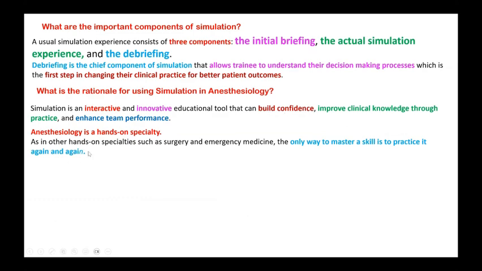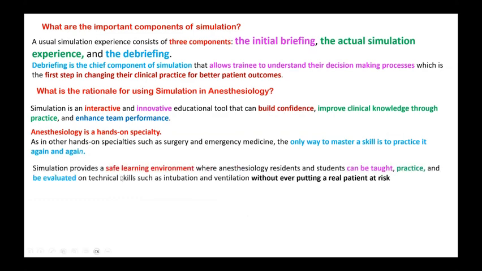So that can be done in the mannequin or in the simulation lab rather than in a live patient when you don't have that much volume to practice. And simulation provides a safe learning environment and can be taught, practiced, and be evaluated also without putting the patient at risk. That is the most important thing.